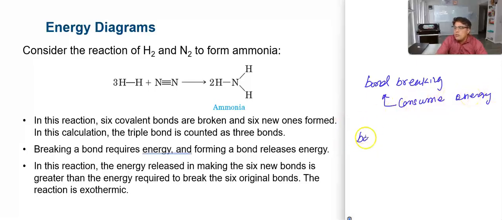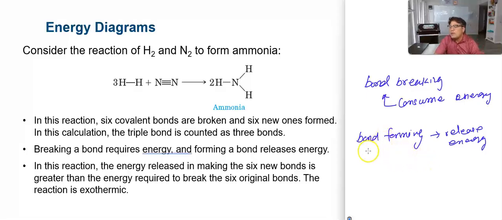And bond forming releases the energy. Okay. So bond forming, and if bond formation energy is more than bond breaking energy, it is exothermic, right? Because the releasing is more and the consuming is less. That's why you will produce energy due to that reaction. The opposite way, it will be endothermic.